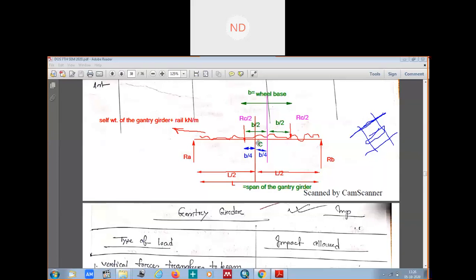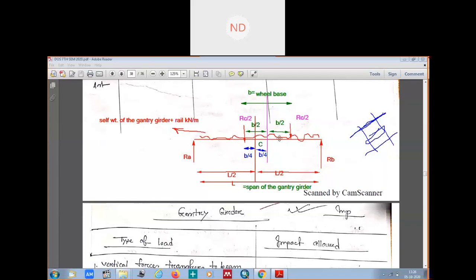Now you can see the distance from the center of your gantry girder to the nearest wheel and the distance from the center of the gantry girder to the center of the wheelbase is the same. It is either way. If this wheel had been nearer to the CG of the gantry girder, then you would have done it from this side. That means your first wheel would have come here and your second wheel would have come here. So the CG to the nearest wheel would be B by 4, and B by 4 for this particular wheel.